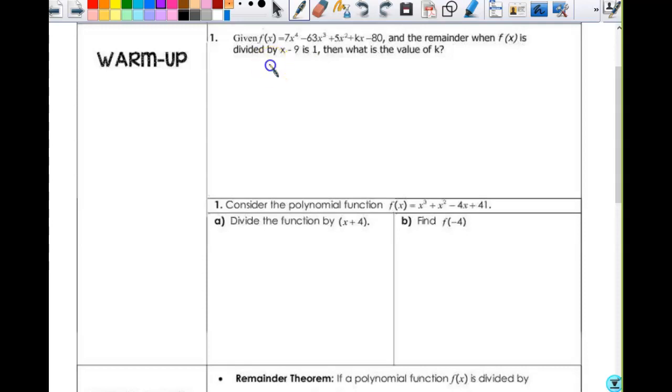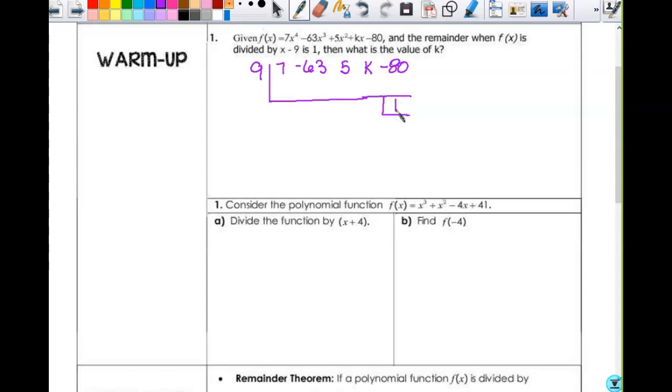So we're going to take all of these coefficients and we're going to put them in here. This is a 4th degree, so I should have 5: 1, 2, 3, 4, 5. So I have 5 things I'm going to write in here. I got a 7, negative 63, 5, k, because that's the coefficient there, and negative 80 for my constant. Put a little thing there for my remainder. Since it's being divided by x minus 9, that means a positive 9 goes out here. And then the other thing I know that I don't normally know is the remainder, and the remainder is 1.